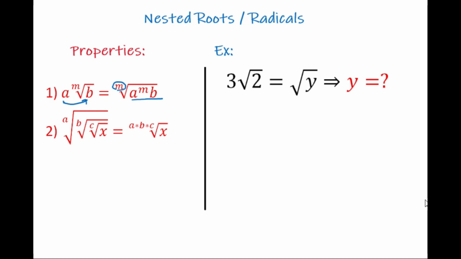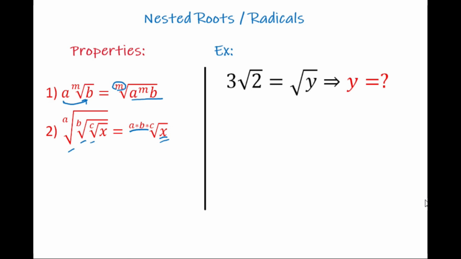In the second case, we see that there are, let's say, three roots like that, and the root degrees are a, b, c in order from outside to the inside. So in such type of questions, if there's no number between the roots, then we multiply the root degrees, like this, a times b times c, and that number becomes the root degree of the expression, and x stays inside as it is. Before solving this, let me write a couple examples about the properties.